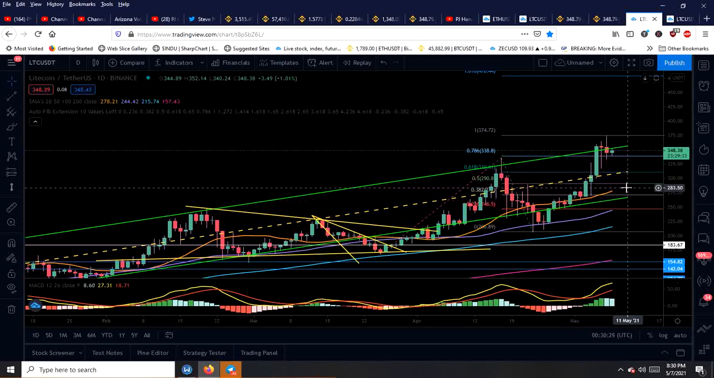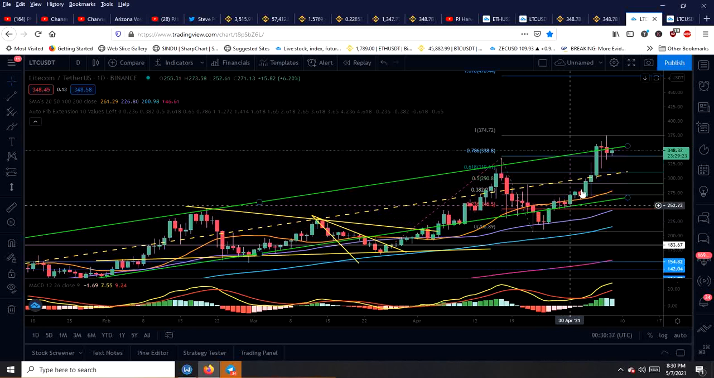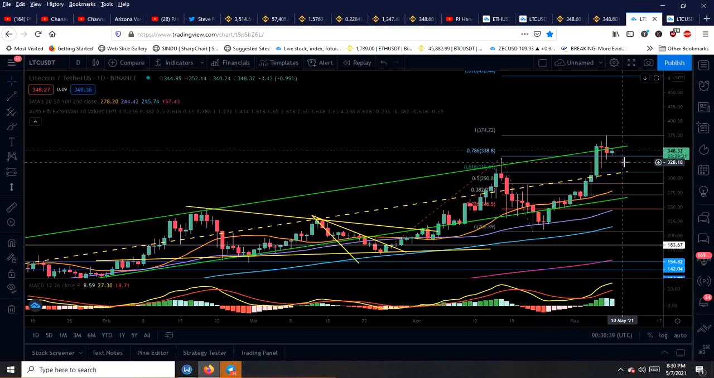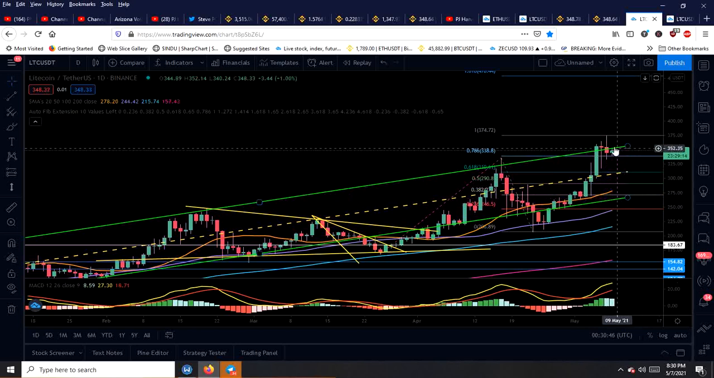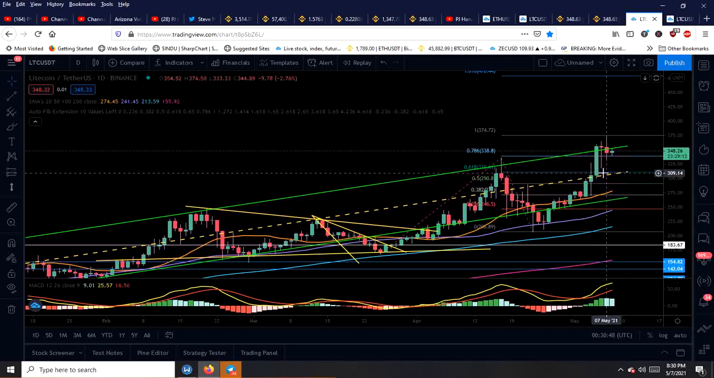Now, the 20-day moving average is at 278. It's behind. It's starting, see this jump? It's got to catch up. That's what I'm trying to tell you guys. This could come down, or this could catch up. Either way, we're going to want to pay attention to that, right?